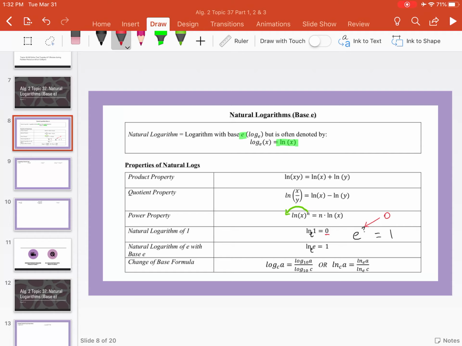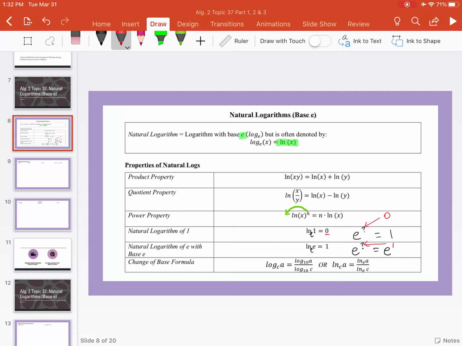Now when we have ln base e of e, that is always going to equal 1 because this is saying that e to what power gives you e. Now we know whenever we don't see an exponent, we automatically write a 1. So this is telling us that our unknown here is 1.